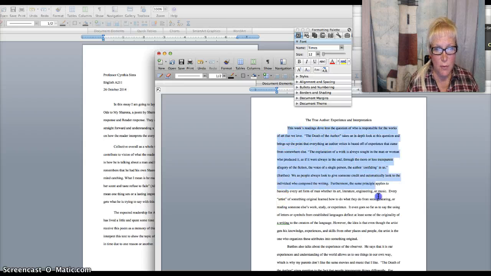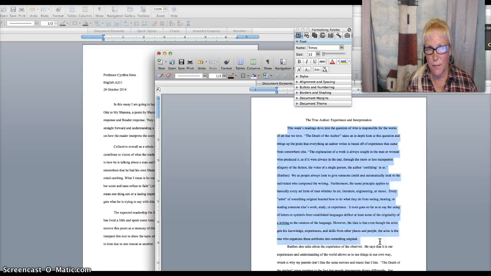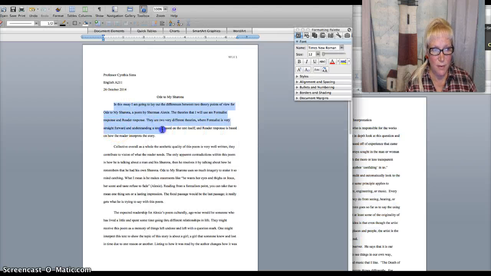So the second thing that I would look for is a very brief introductory paragraph. So this paragraph is really huge. And what I'm looking for is something more along the lines of this. I'm going to lay out, in this essay, the differences between theory, points of view for Ode to My Sharona, poem by Alexei. This is essay 2. But it's still what we're doing. It's the next step. So it tells us what we're going to do.